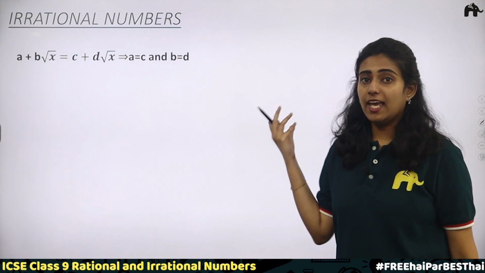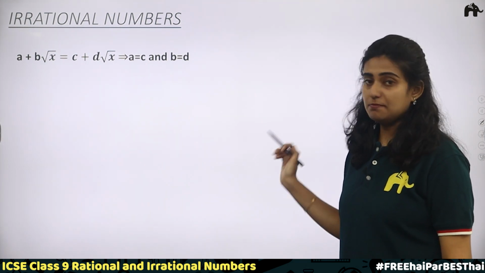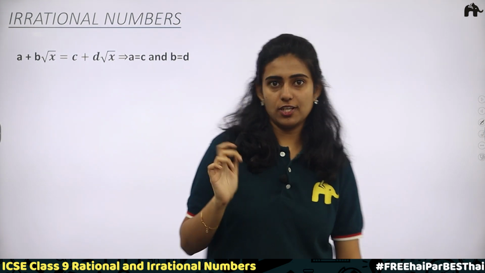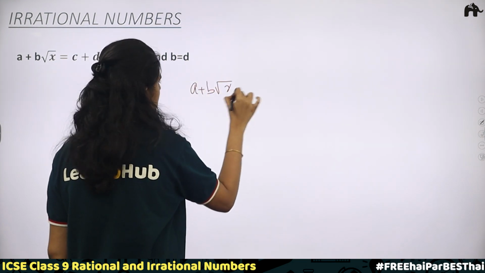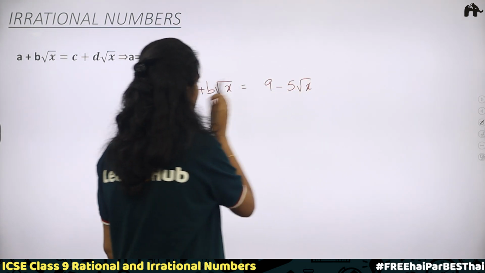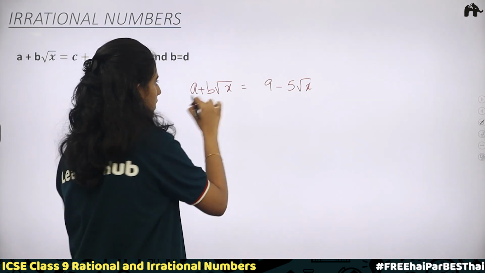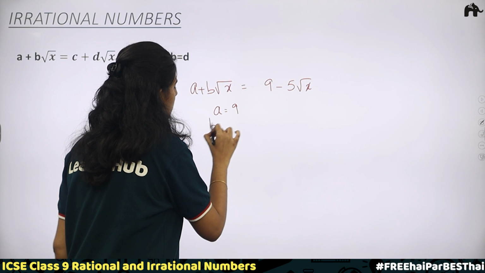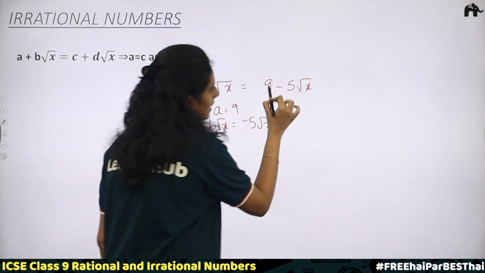Okay, next. a plus b root x is equal to c plus d root x. It implies that a will be equal to c and b will be equal to d. For example, let's take a plus b root x is equal to 9 minus 5 root x. So, in comparing these, in place of a, we have 9, which means a will be equal to 9. Okay. b root x is equal to minus 5 root x. Should not forget this minus sign.